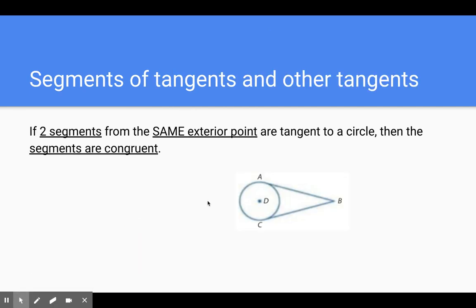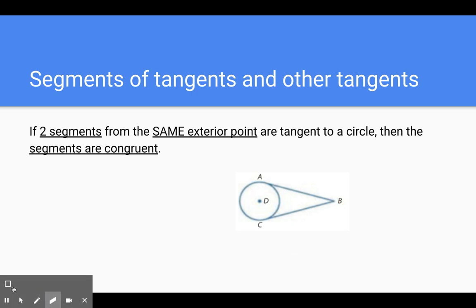Okay, segments of tangents and other tangents. If two segments have the same exterior point and are tangent to a circle, then the segments are congruent. All right, so we see that they go from the same exterior point. Both of these are tangent to the circle. That means they have to be congruent. They're the same length. That's it. That's all we're doing there.